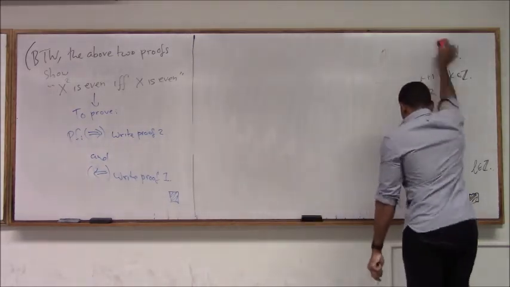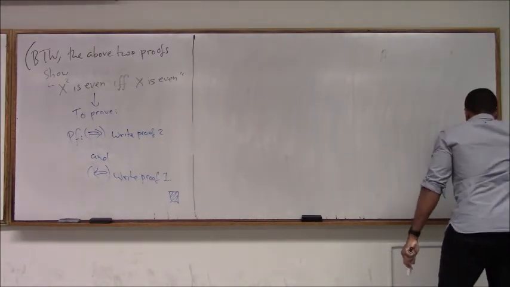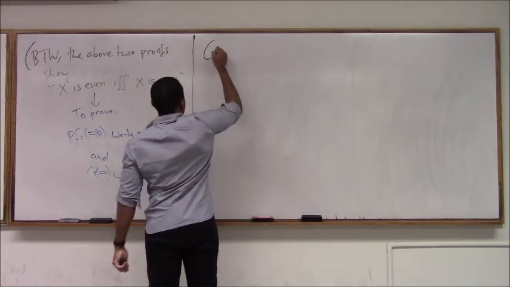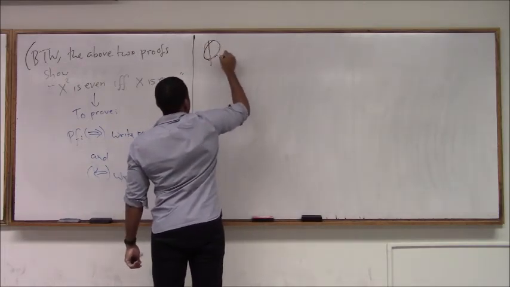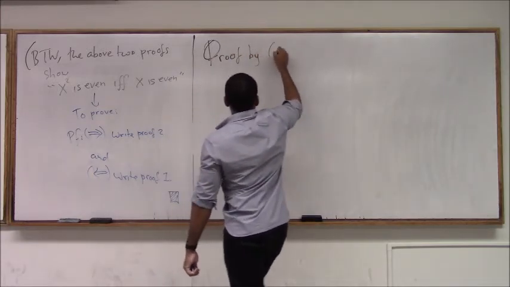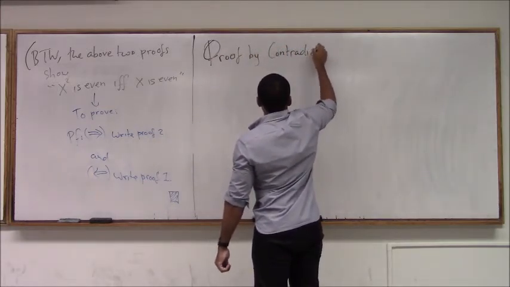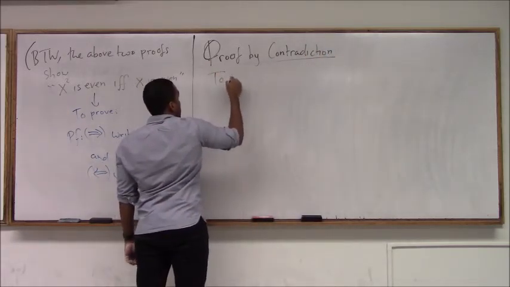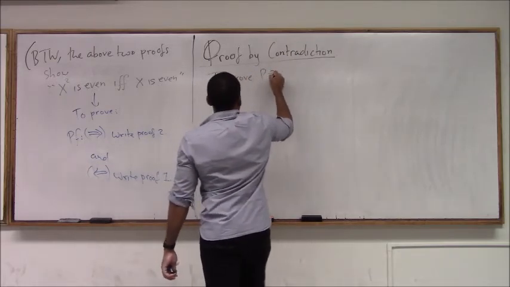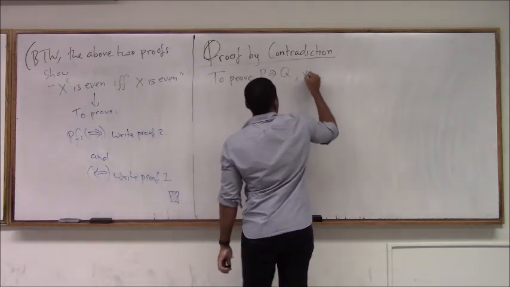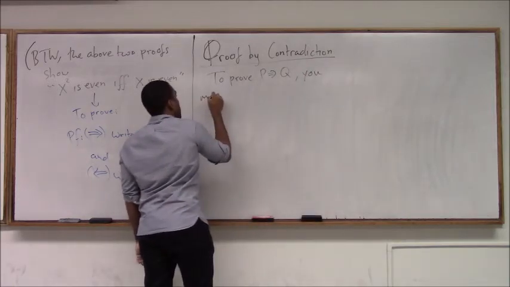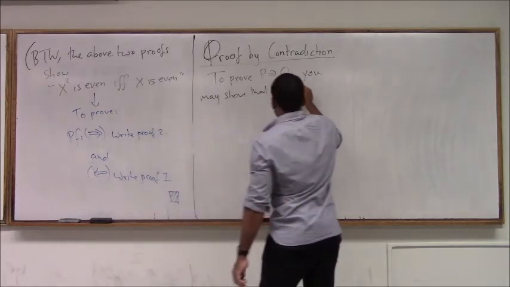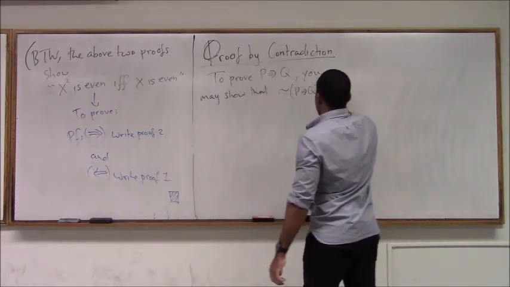So those are two very common ways to prove implications. Another common kind of proof is a proof by contradiction. To prove P implies Q, you may show that not P implies Q would imply a contradiction.